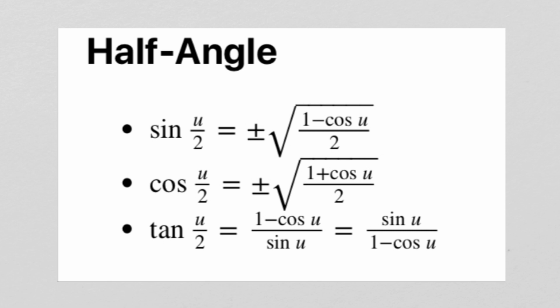Half angle identities. Sine of x over 2 equals plus or minus the square root of 1 minus cosine x divided by 2. Cosine of x over 2 equals plus or minus the square root of 1 plus cosine x divided by 2.